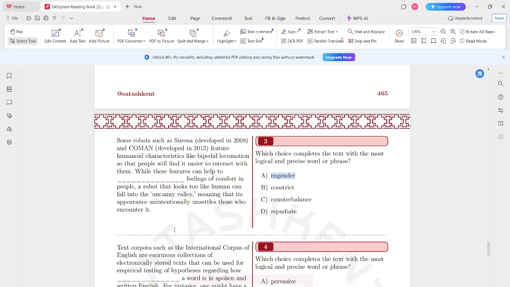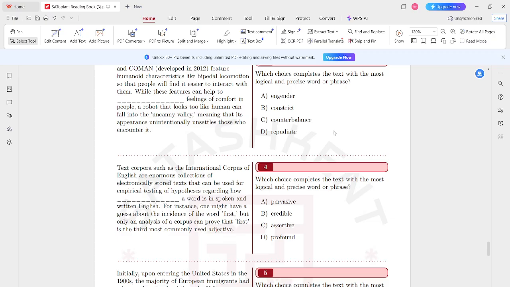Let's put the word and read the text again. It says some robots, such as S and C, feature humanoid characteristics like bipedal locomotion so that people will find it easier to interact with them. While these features can help to cause or engender feelings of comfort in people, a robot that looks too like human can fall into the uncanny valley, meaning that its appearance unintentionally unsettles those who encounter it. Yeah, I think that makes sense now. This is a logically completed text, I guess.